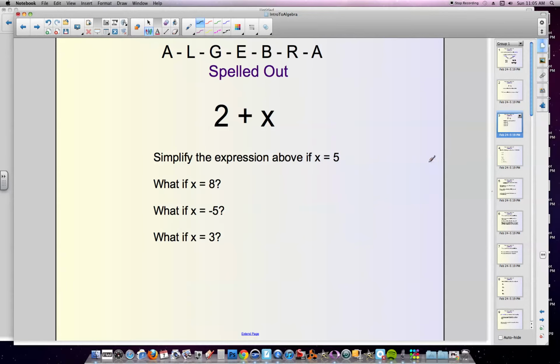However, X could be something different. It could have been 8, in which case this would be 10, or it could be negative 5. And, well, what is 2 plus negative 5? Let's see. That means go to the right 2 and then go to the left 5 on the number line, so that would equal negative 3.